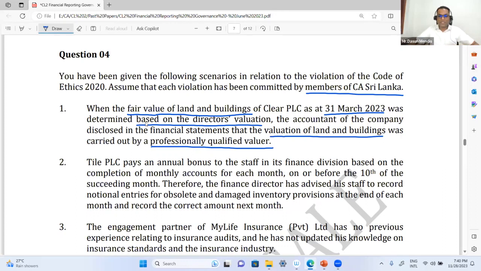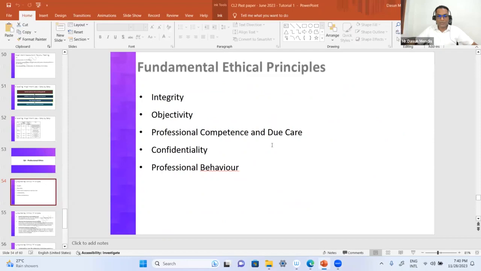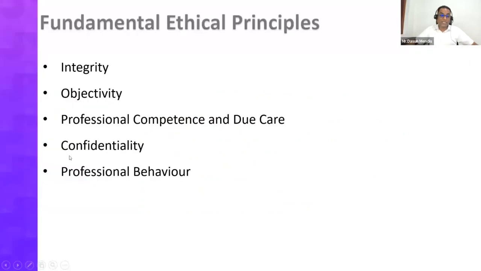So what do you say? Which fundamental ethical principle has been breached? Any guesses before I tell my answer? Which one is breached out of the 5 fundamental ethical principles that I have mentioned? The first one is breached, that is integrity. So what do you mean by integrity?